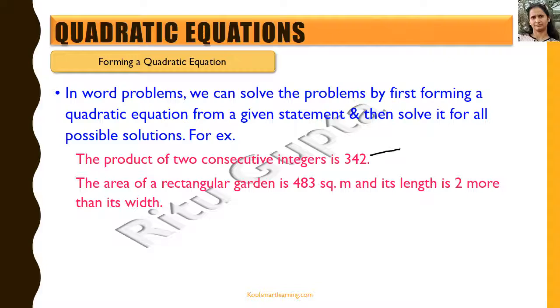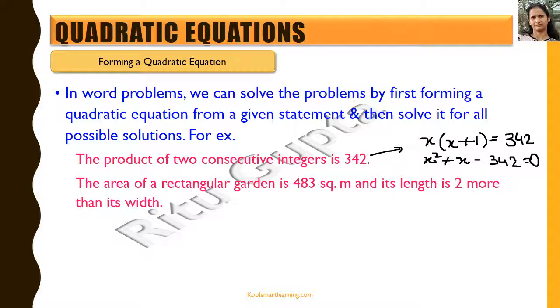So let's convert the first one. Product of two consecutive numbers, that means if one number is taken as x, the other number becomes x plus 1. The product of these is 342. So we can say this becomes a quadratic equation of the type x square plus x minus 342 equal to 0. So this becomes a quadratic equation which can be solved.